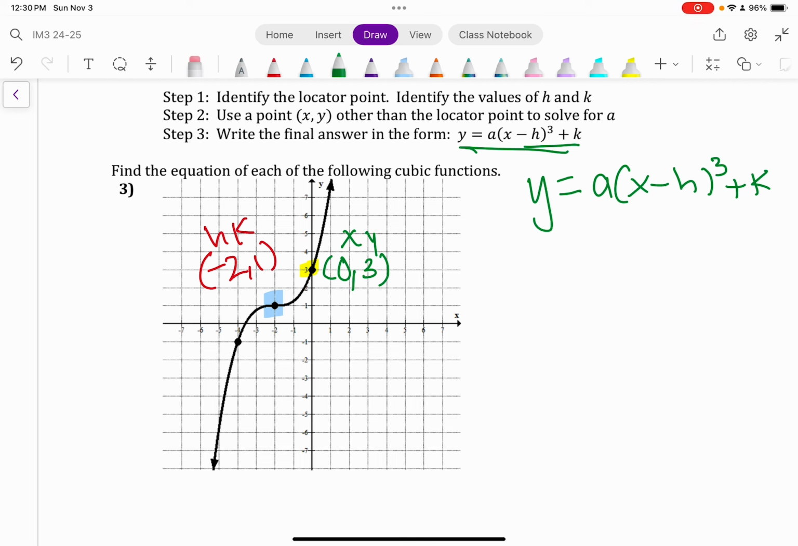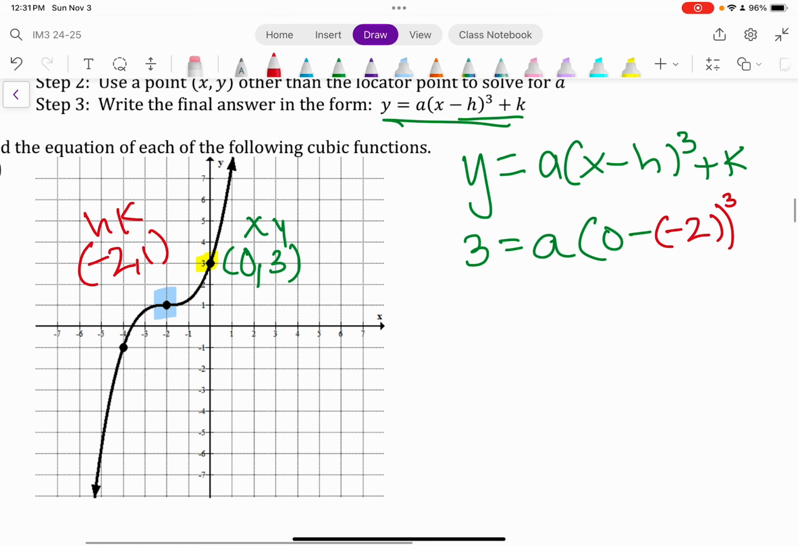So I'm going to replace y with a 3. A, we don't know the value of. X is 0. We have a negative, which is part of the equation. H happens to be -2. All of this is being raised to the third power. And k is +1. Great. Now let's go ahead and solve.